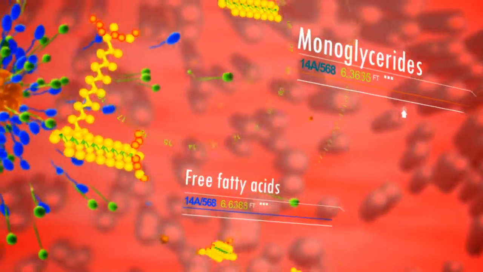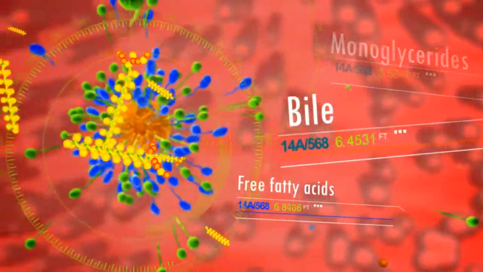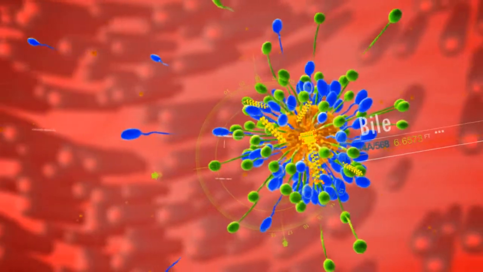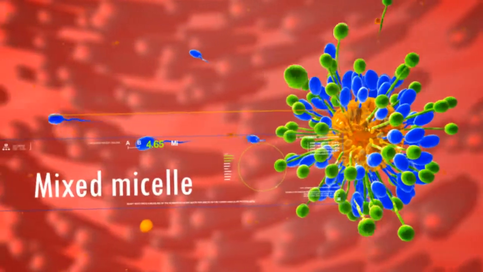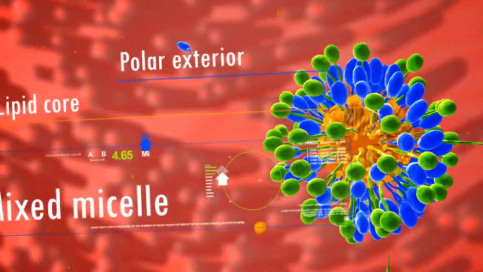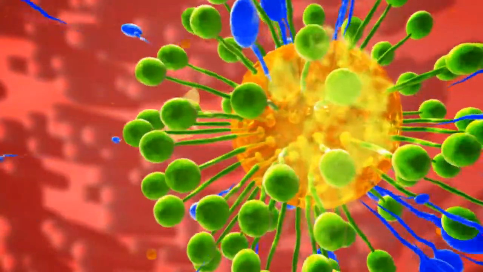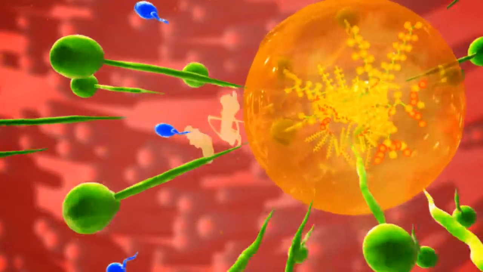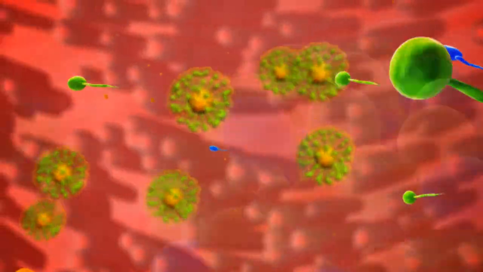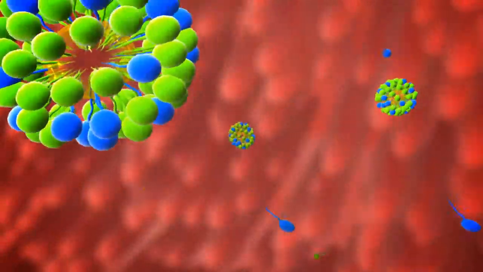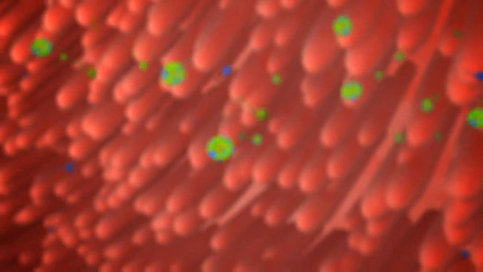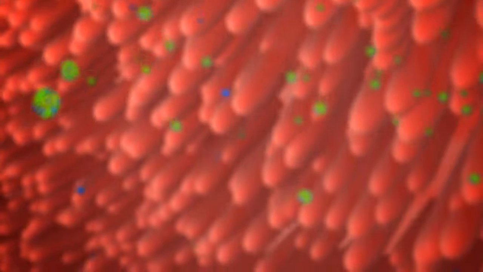The bile, free fatty acids, and monoglycerides form what is called a mixed micelle, containing a lipid core and a polar exterior. A drop of fat can exceed 166 times the size of a micelle. The micelle is moved to the edge of the villi, where it is degraded by the action of pancreatic lipase, freeing its content.